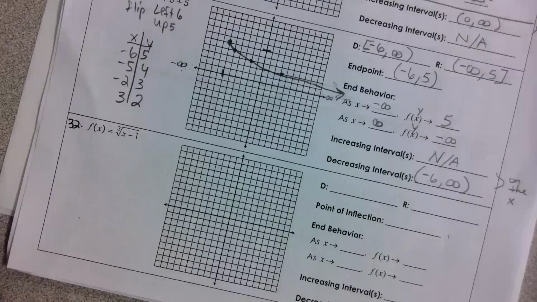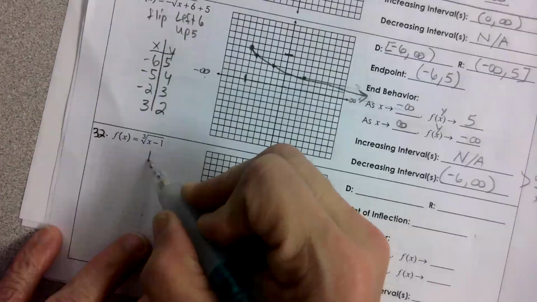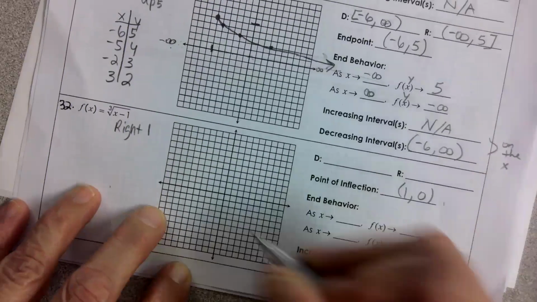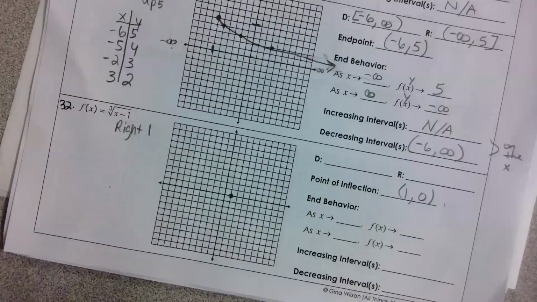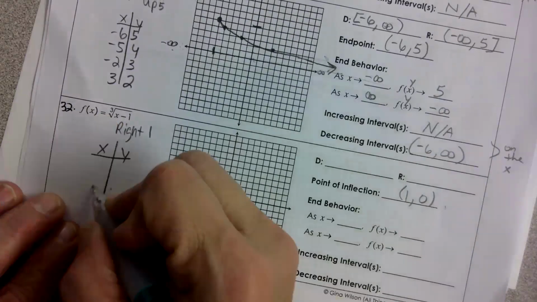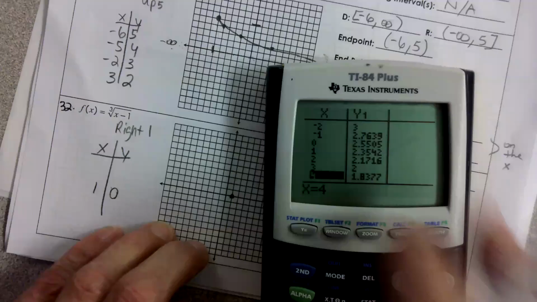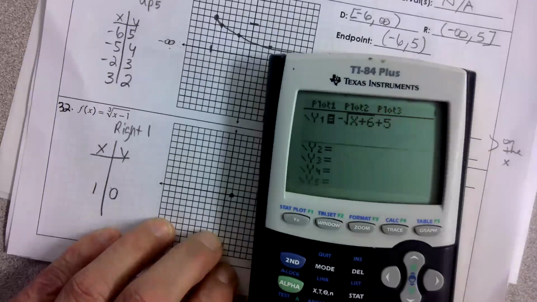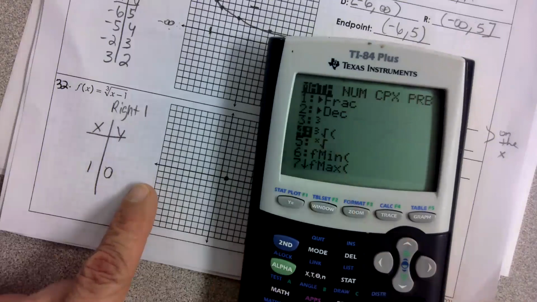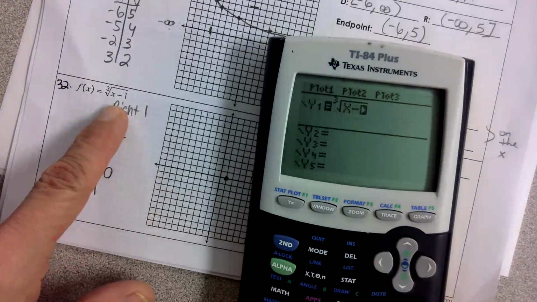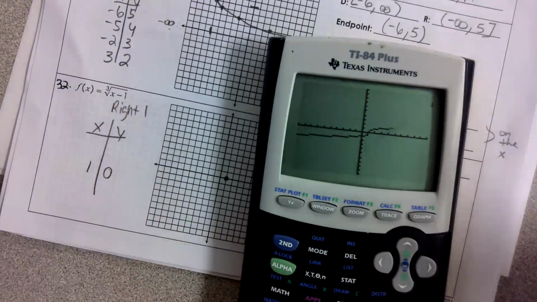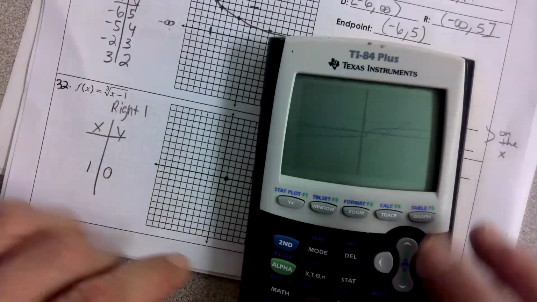All right, now the cube root graphs. This one's just going to go right 1. That means that my point of inflection is 1, 0. And when I make my XY chart, you see, cube roots can be negative. So I'm going to put 1, 0 right in the middle of my chart. And y equals cube root of x minus 1. So I can go ahead and graph it and see what it's going to look like, and then go to the table.